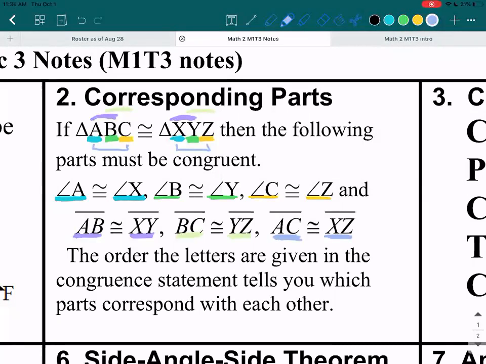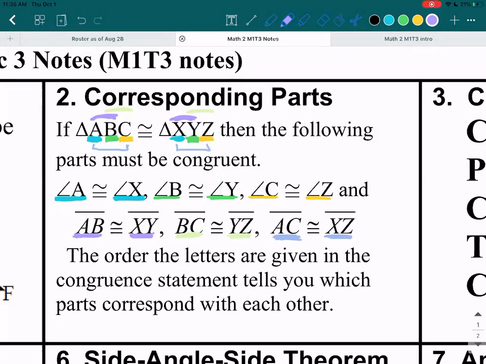So that's how the letters and the order of the letters is important. You want to remember that the order the letters are given in the congruence statement tells you which parts correspond with each other. So that's what this box is saying.